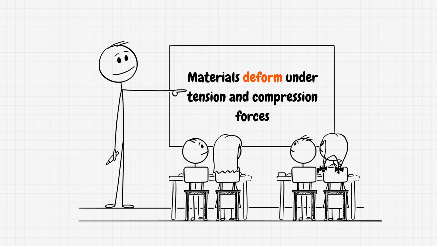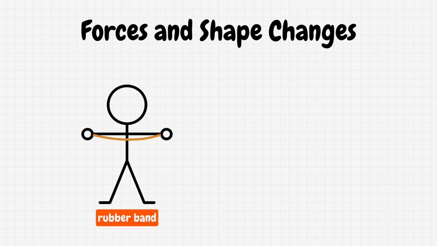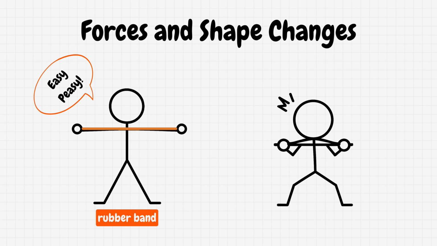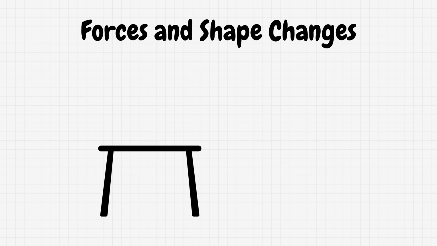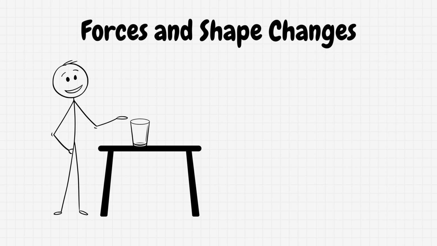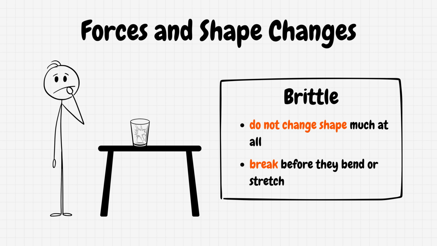Almost all materials change shape a little when you pull or push on them, but how much they change depends on the material. You can stretch a rubber band quite easily, but try doing the same with a steel rod the same size. You'll need a huge force to make even the tiniest change. Some materials like glass don't change shape much at all. Such materials are brittle. That means they'll break before they bend or stretch.